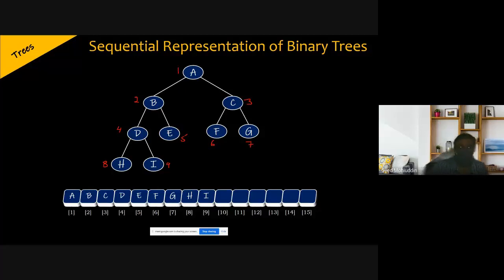So A, which we labeled 1, will be stored at index 1. In the same way, B will be stored at index 2, C at index 3, because that is how we have labeled them. D, E, F, G, H and I. I is at the 9th index, because we labeled it 9. This is how we sequentially represent the nodes in an array using sequential representation.